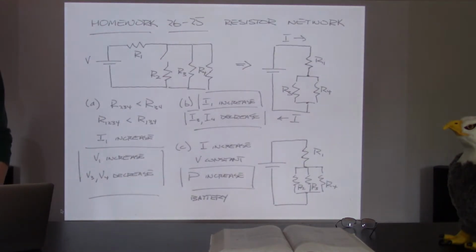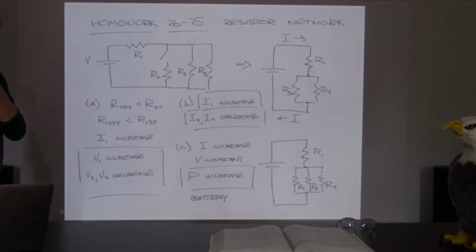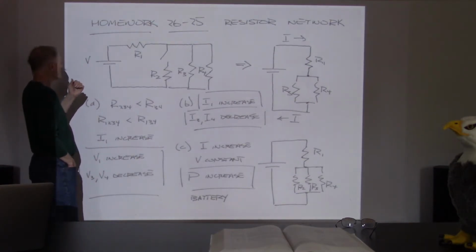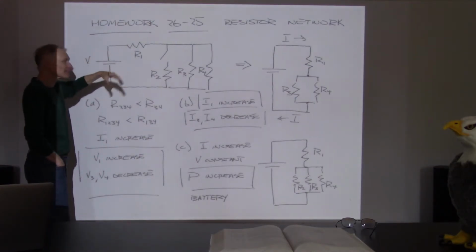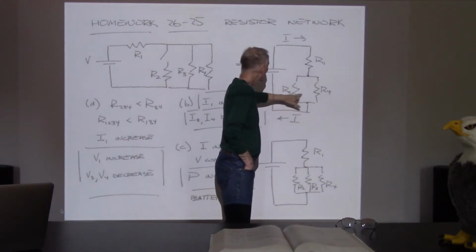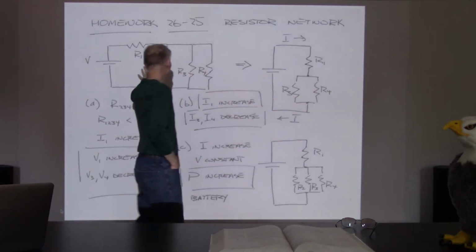Ooh, all right. We are into chapter 26 here, and it's a resistor network. Let's take a look. In chapter 26, we've been looking at circuits that look something like this, or something like this, or something like this.